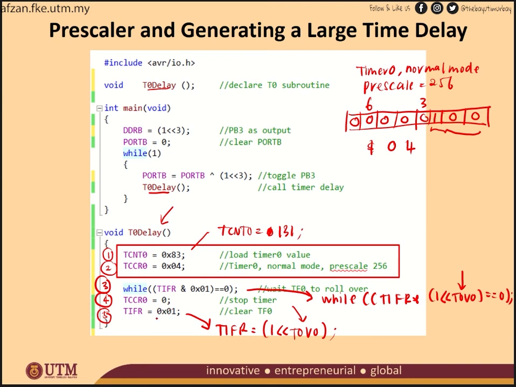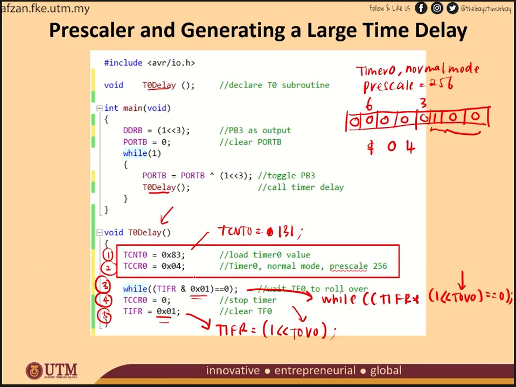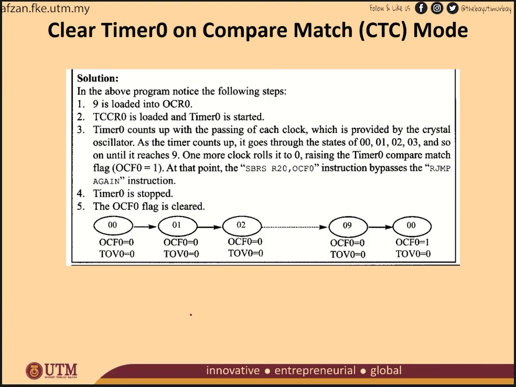But this one here, if you're using this kind of programming, you need to know the location of your TOV0 flags. So the value here will be different depending on the flags that you're going to monitor and clear. Okay, so this is what happens. You can read it by yourself.